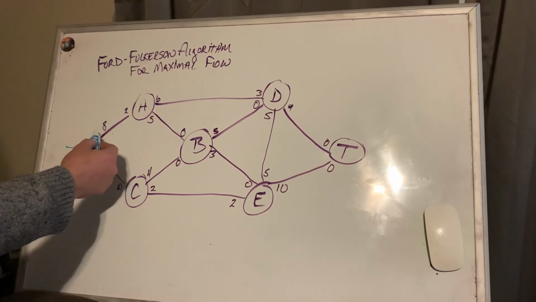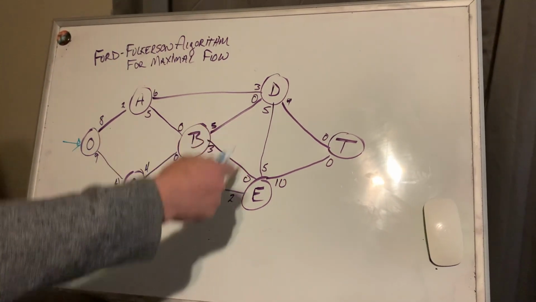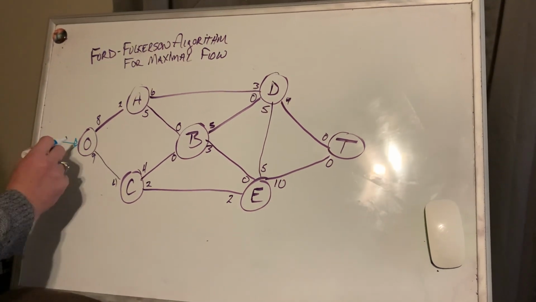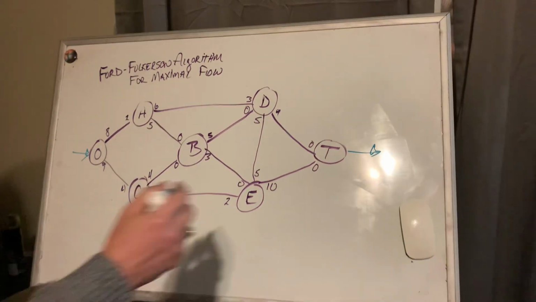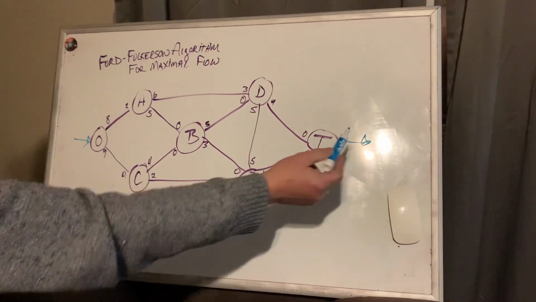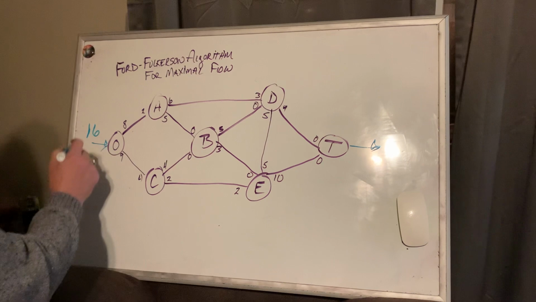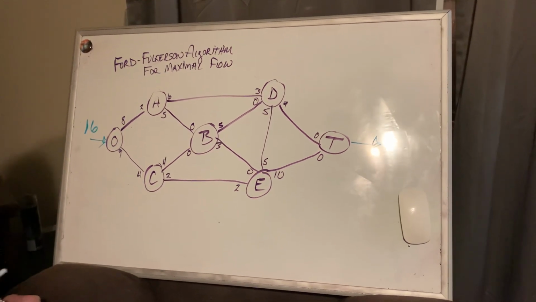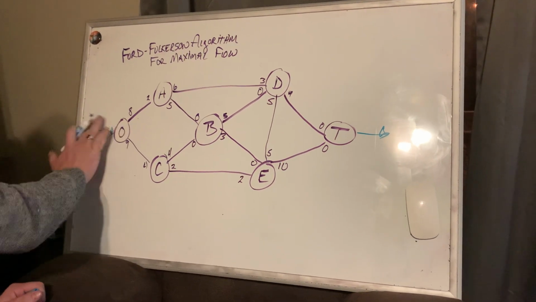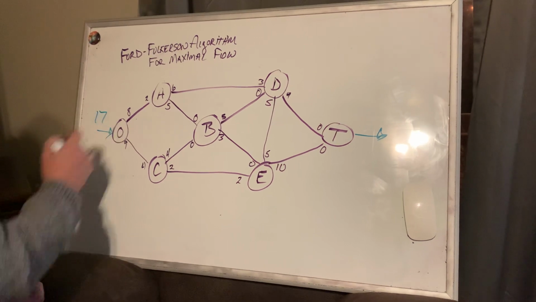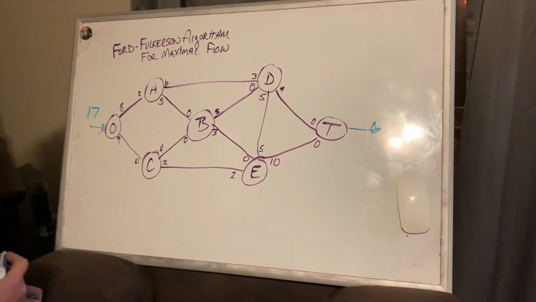Like this pipe can send 8 liters that way. This pipe can send 9, and that's kind of how this graph works. So you've got flow coming in from this way and going out from that way, and we're basically trying to figure out how much flow is going to come out of T whenever 17 is put into O. Sorry, that's not 16, it's 17. So you've got 17 going in, and we're going to see how this flows through the system and how it comes out the other side.